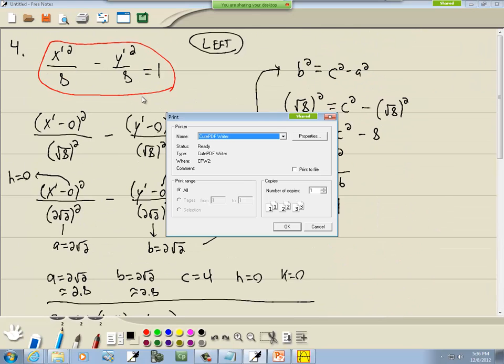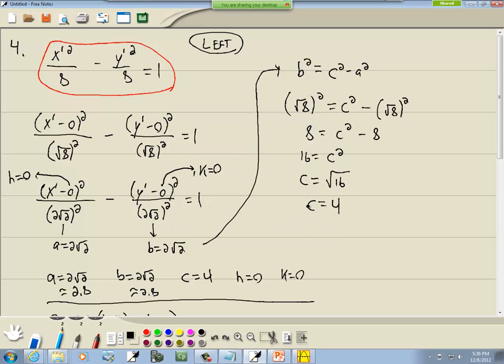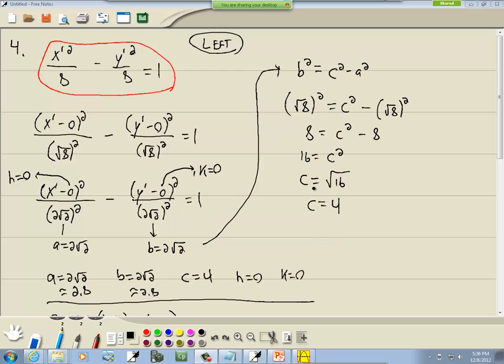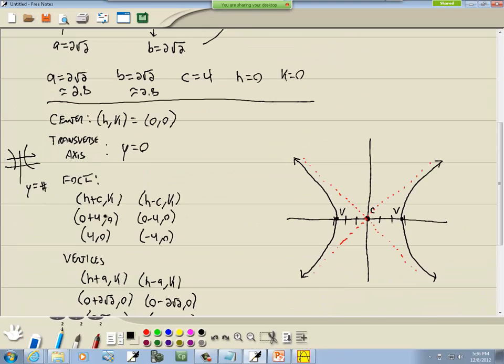So let me save that. I designed that one to come out nice. These other ones I don't think come out as nice. So what I'll probably do on the other ones, I'll just find all the different pieces, and I won't actually do the graph part. I'll go over that software and show it.